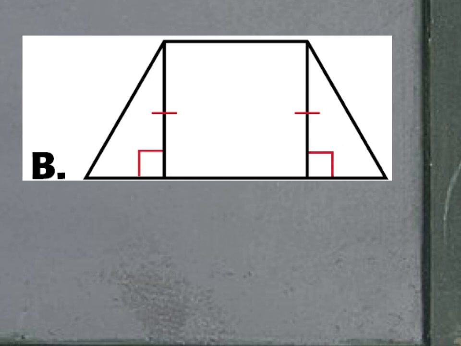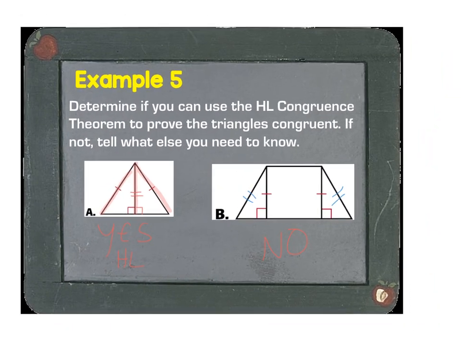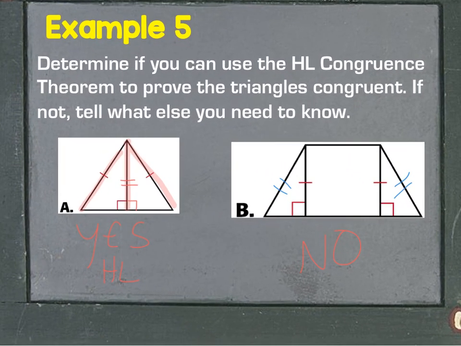Can we use HL here? No. You don't have enough information. What else do we need to know in order to use HL here? We need to know if these hypotenuses are equal. So if it gave us the two tick marks on the hypotenuse of the two triangles, then could we use HL? Yes. But if it doesn't give us that, then no, we can't. We don't have enough information to tell that these two triangles are congruent. If those two marks were there, then yes, the two triangles would be congruent.